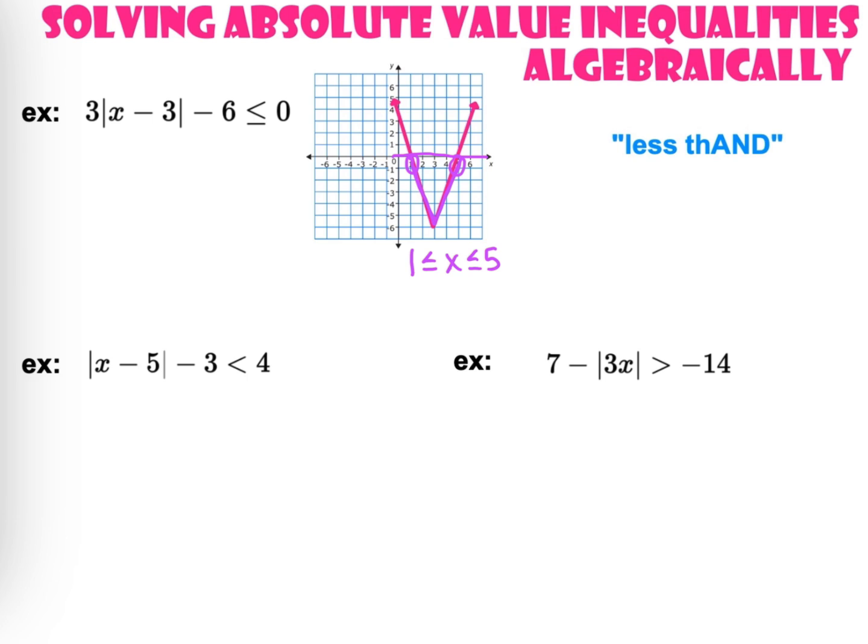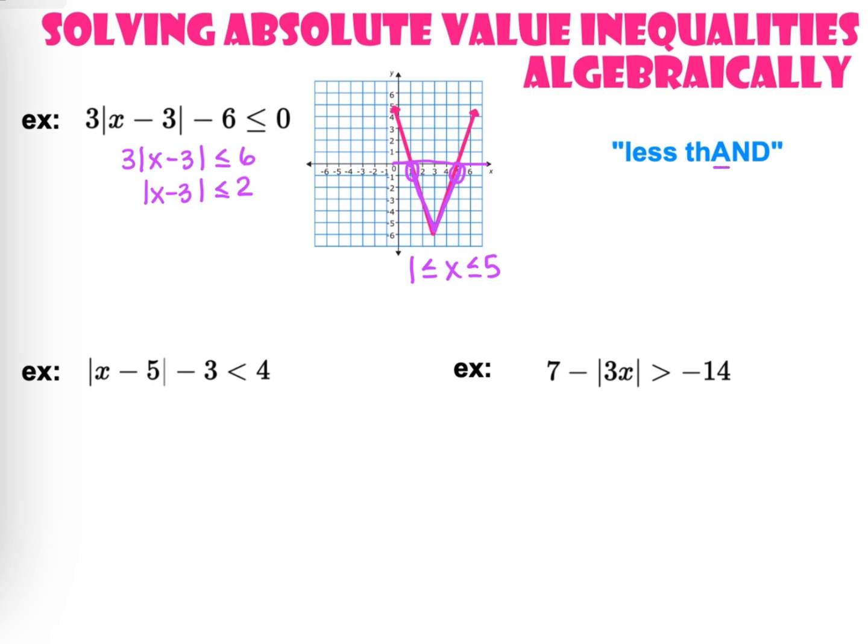So on this first one, we're going to start by solving it just like we solved the equations last time. We're going to add the 6, divide by 3. Now all of these examples are going to be less than problems. That's going to be important because our solutions are always going to be something like this, where x is between 1 and 5. There's always going to be sort of an interval that is our solution. So here's one way that we can do this algebraically.